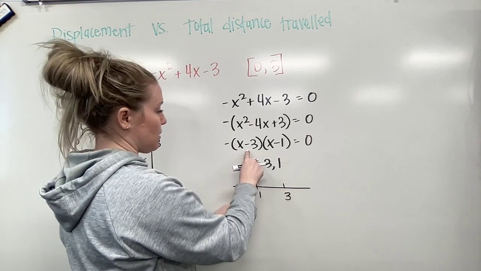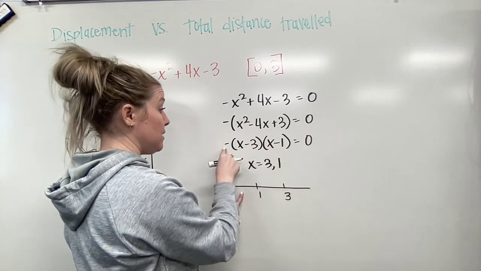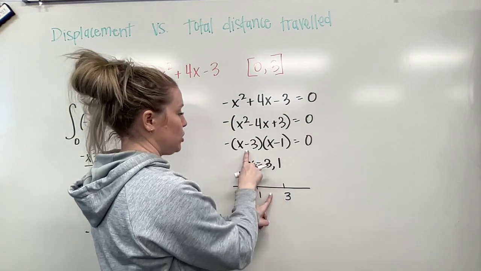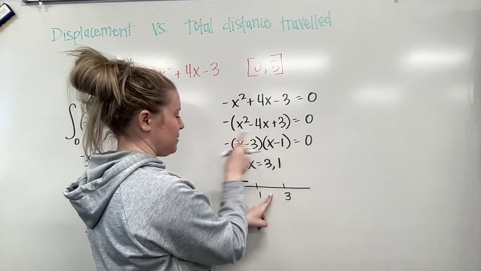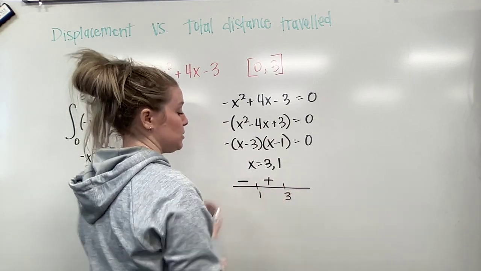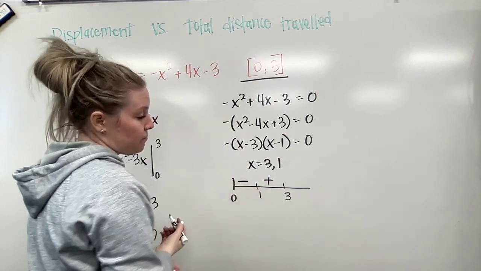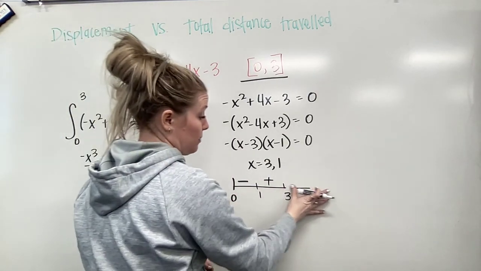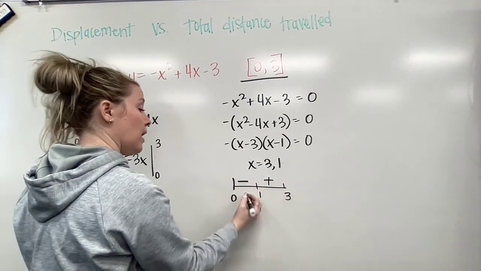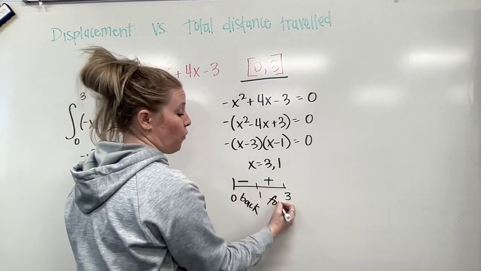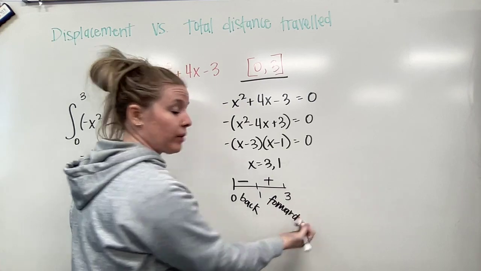If I plug in 0, that's negative, negative, negative. So that's negative. Between 1 and 3, I'm going to plug in 2. That's negative, positive times a negative. That is positive. And since my interval is 0 to 3, that's enough information for me right there. So I know I'm moving backwards from 0 to 1 and forwards from 1 to 3.